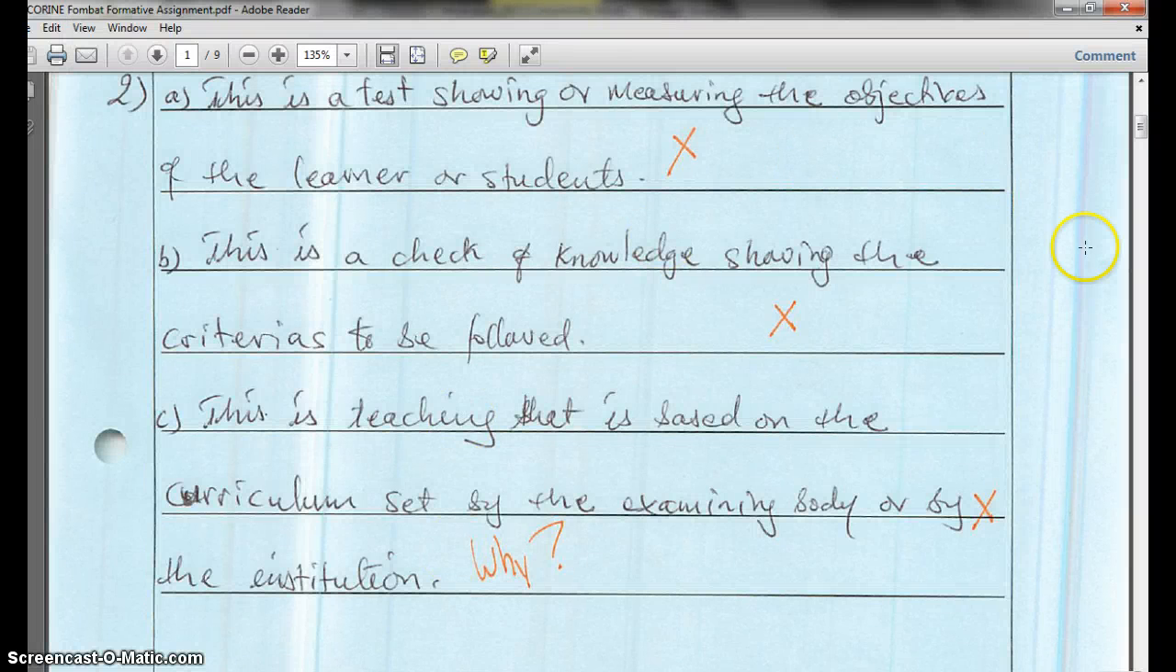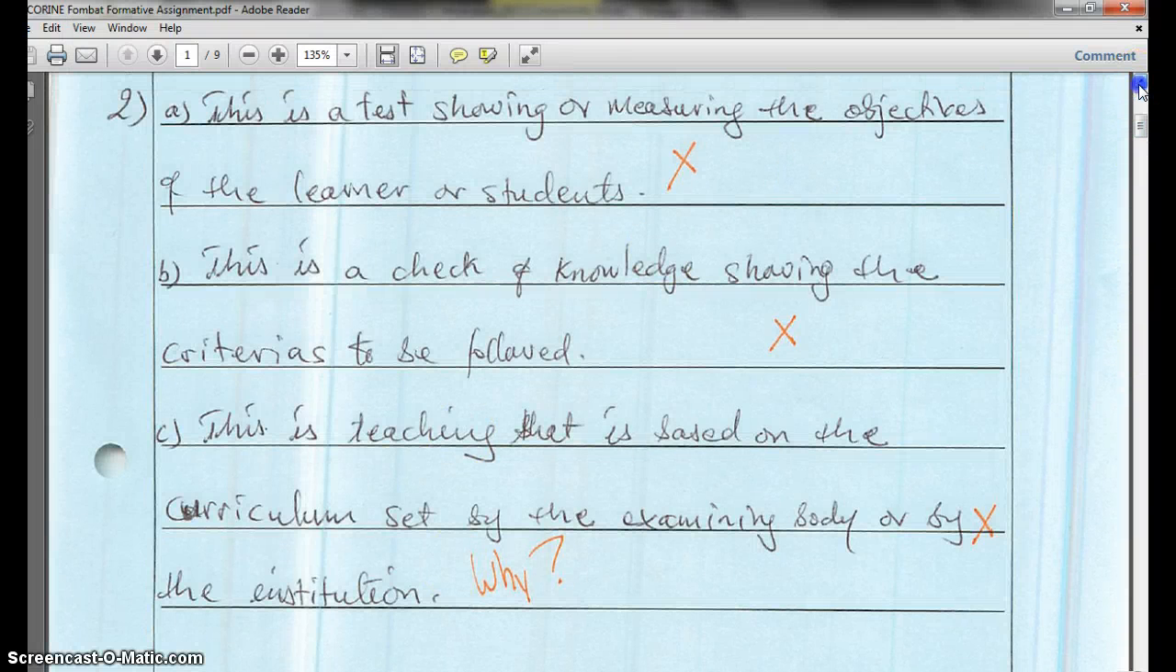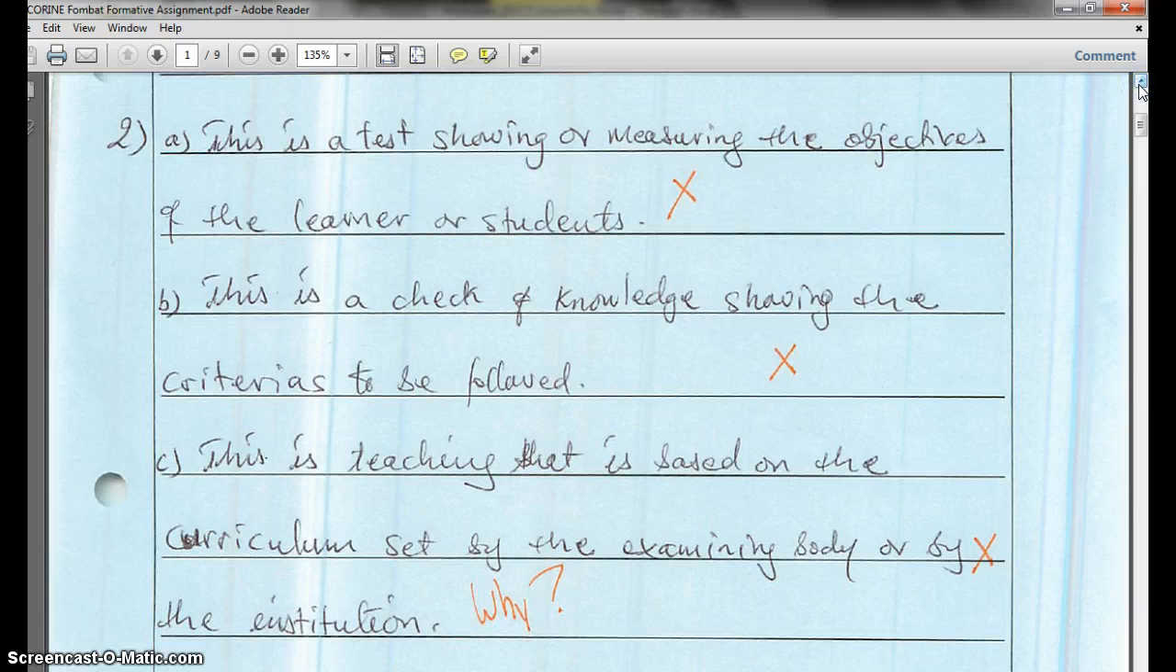And in your answer, you put, this is a test showing or measuring the objectives of the learner or students. That's not specific enough, and we could say that actually every test is there to measure what the learner is doing, not just objective tests.